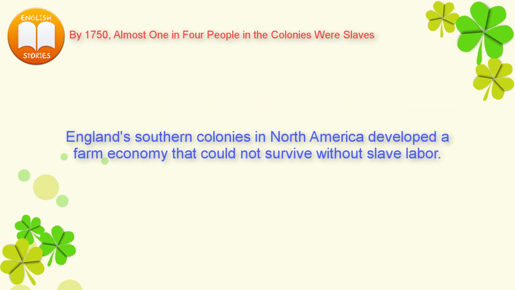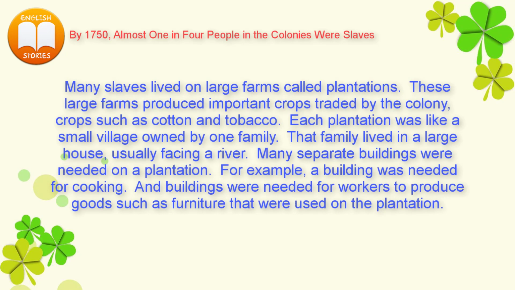England's southern colonies in North America developed a farm economy that could not survive without slave labor. Many slaves lived on large farms called plantations. These large farms produced important crops traded by the colony, crops such as cotton and tobacco. Each plantation was like a small village owned by one family. That family lived in a large house, usually facing a river.